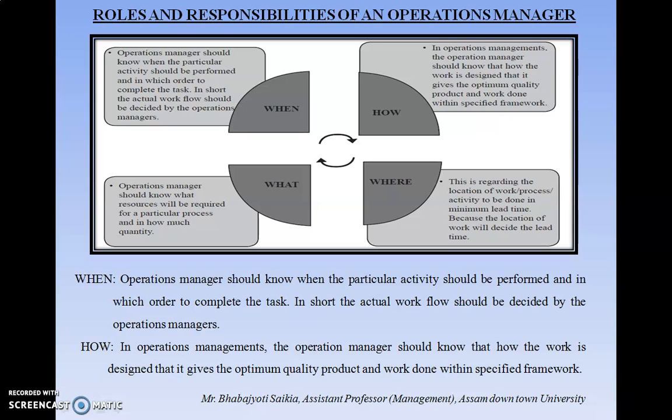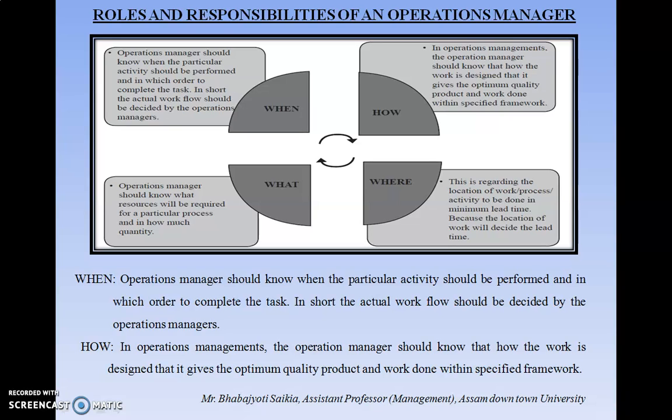Next, we have some of the roles and responsibilities of an operations manager. It can be divided into 4 sections, starting with when, how, what, and where. So, the first one is when. The operations manager should know when a particular activity should be performed and in which order to complete the task. In short, the actual workflow should be decided by the operations manager.